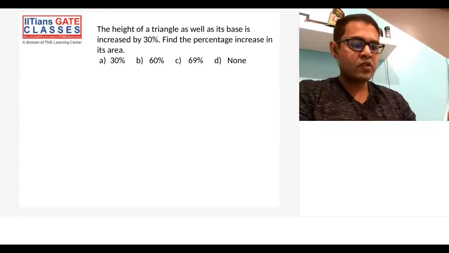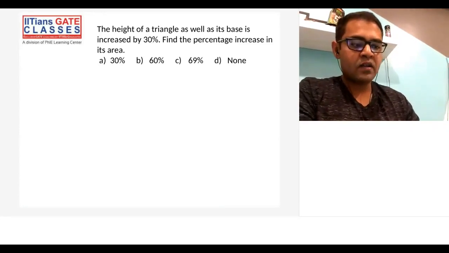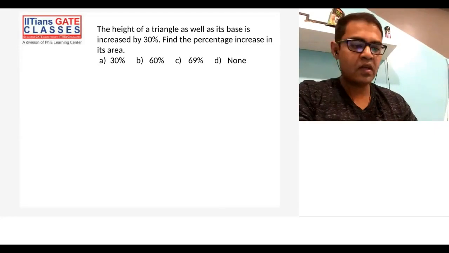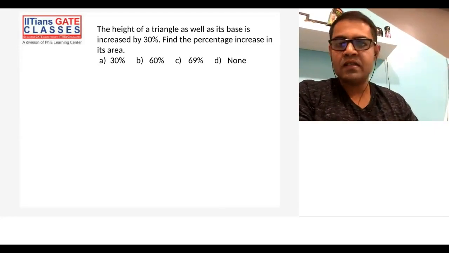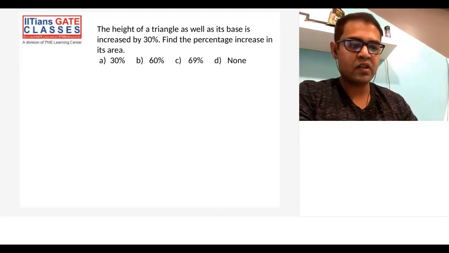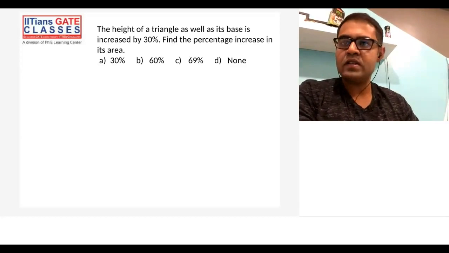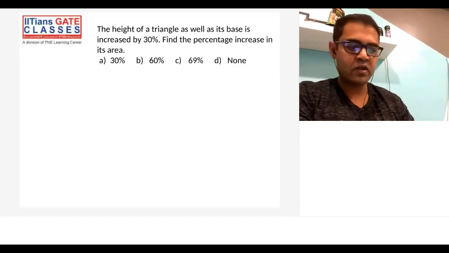The question is: the height of a triangle as well as its base is increased by 30%. Find the percentage increase in its area. These are your options. Now I'll pause the video and you can try the question.